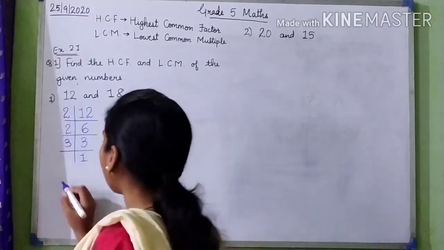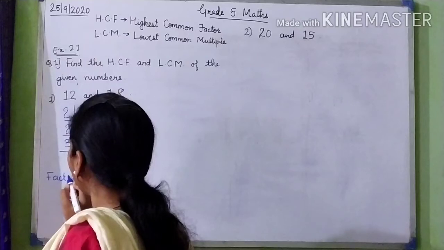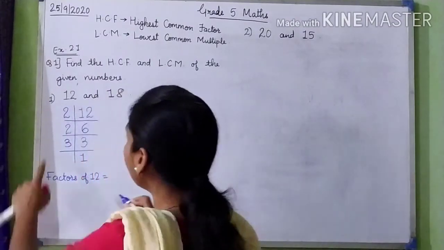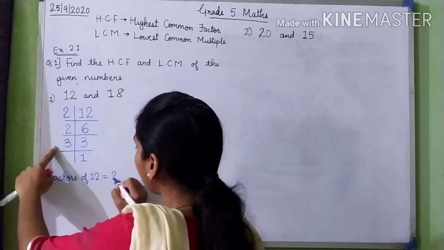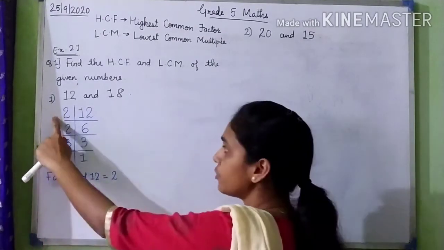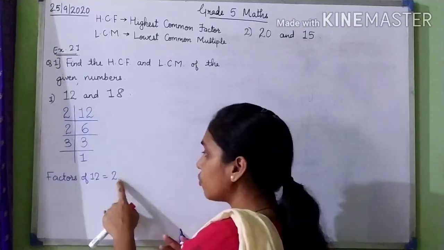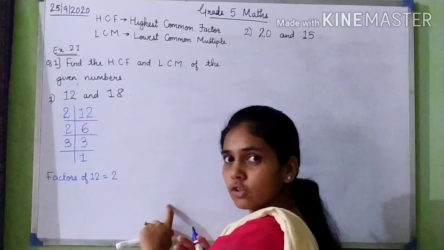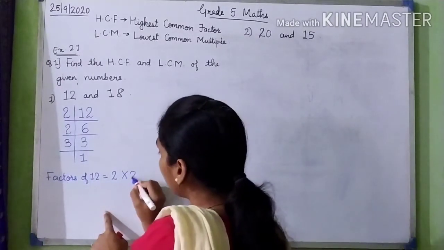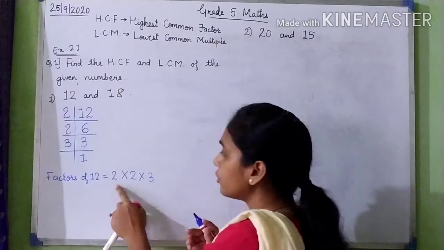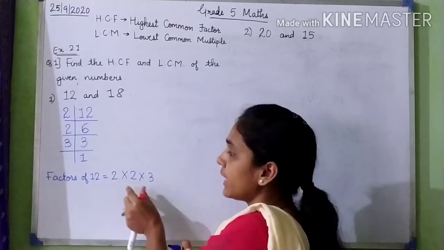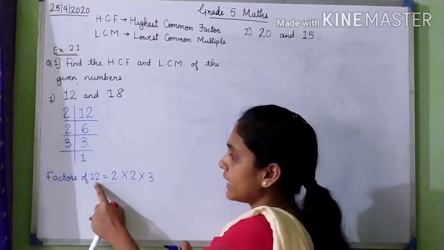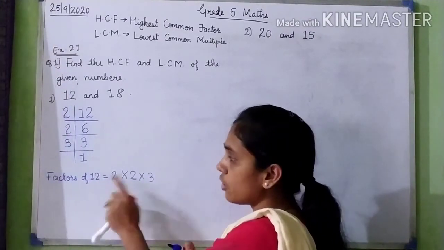So I write the factors of 12. What factors have I got for 12? Factors of 12 are 2, 2 and 3. I can even write them as 2 into 2 into 3, that means 2 multiplied by 2 multiplied by 3, or you can even separate them by a comma. Why 2 into 2 into 3? Because if I multiply these three numbers, I will get 12. 2 into 2 is 4, 4 into 3 is 12. So these all are the factors of 12.